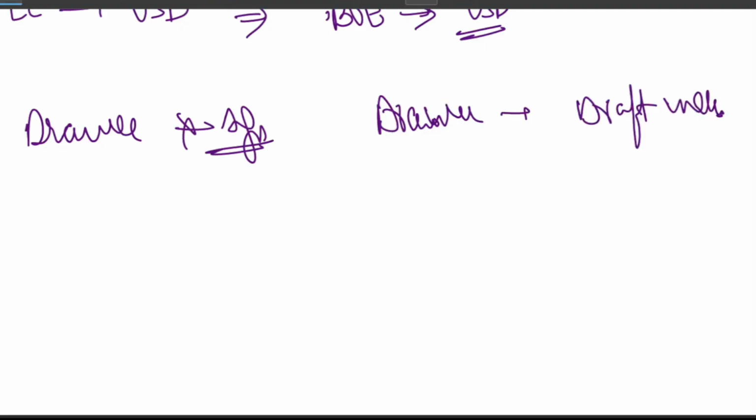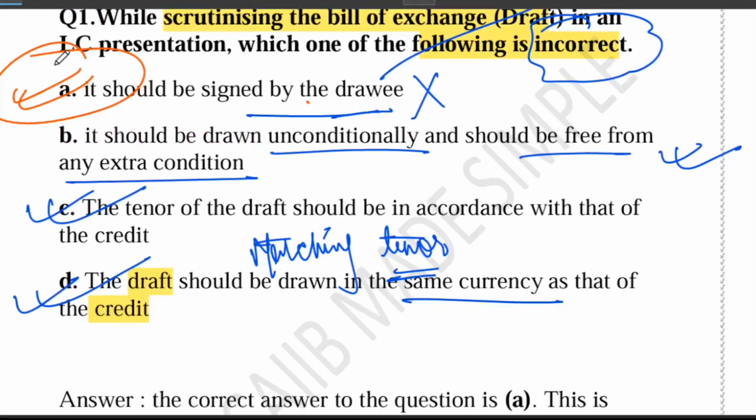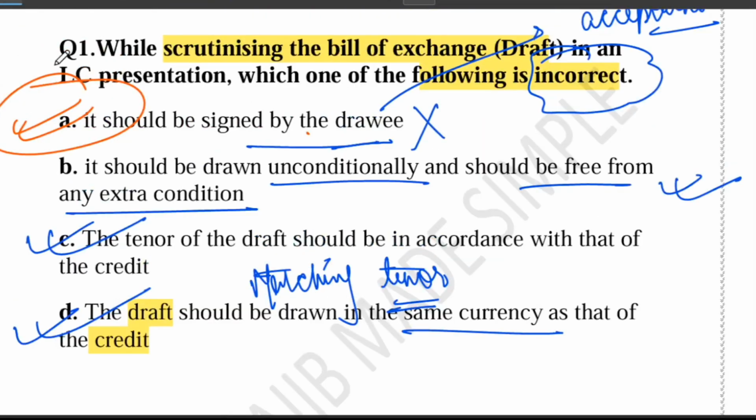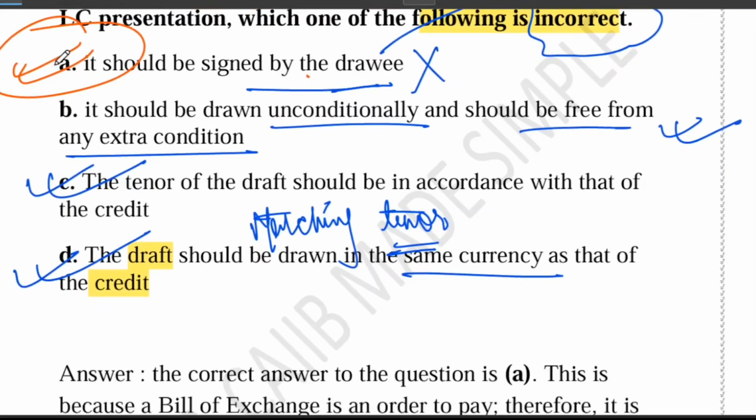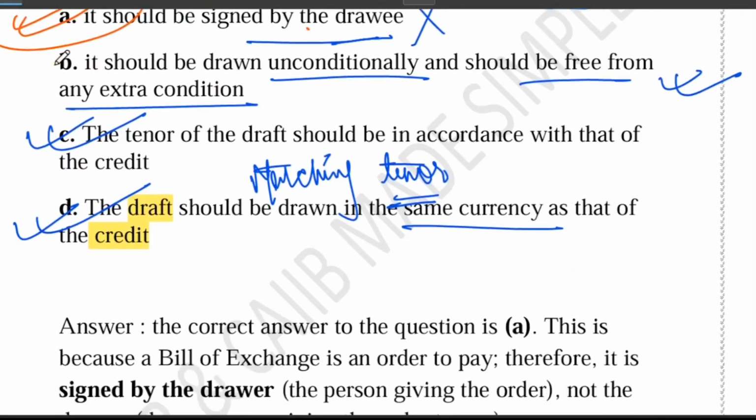What we have learned from this discussion is that a bill of exchange is an unconditional order to pay. There is no condition involved, because banks always deal in documents. Banks do not deal in goods, so you cannot attach any condition. Second, the tenor and the currency must match, and the bank always checks documents, never goods. I hope these things are crystal clear.